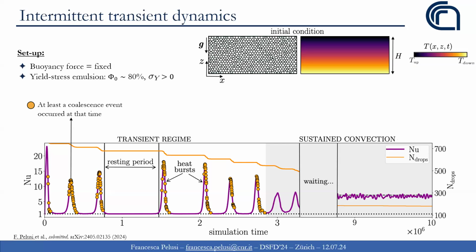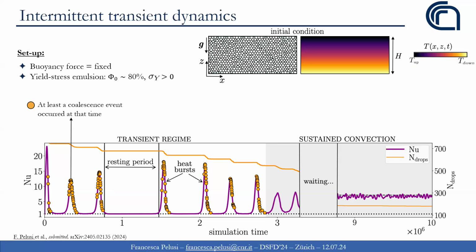If we increase the value of the buoyancy force, what we can see is that the Nusselt number, so our measure of the heat transfer as a function of time, presents a very interesting transient dynamics, where there is a succession of resting periods where the Nusselt number is equal to 1. So there is no motion in principle, no convection, but then something happens that triggers again the motion and the heat transfer associated.